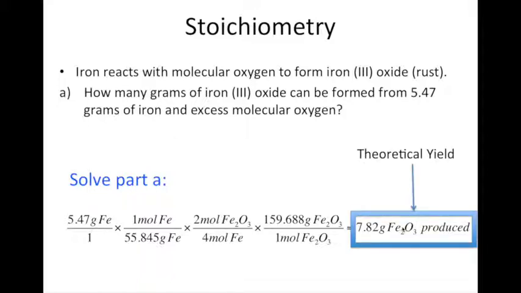This number is also what's called the theoretical yield. The theoretical yield is the maximum mass of a given product that can be produced from a certain mass of a reactant. So you'll hear that term. You want to be sure to be familiar with the theoretical yield, and that's what we've calculated here. So this 7.82 grams of iron 3 oxide is the maximum mass that can be produced from our starting mass of iron, 5.47.